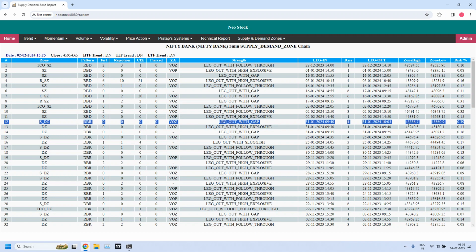What is the level? 45,536 to 45,360. Again, the next high liquidity zone is at 15. That is 44,595 to 44,526. Almost 1,000 points are there between these two zones.